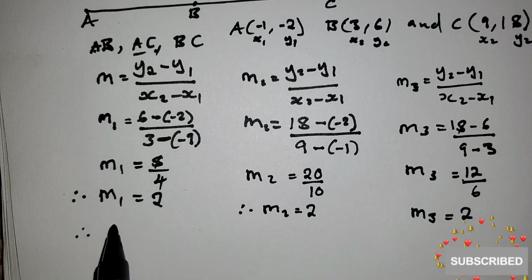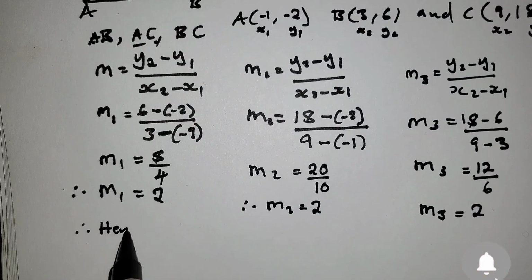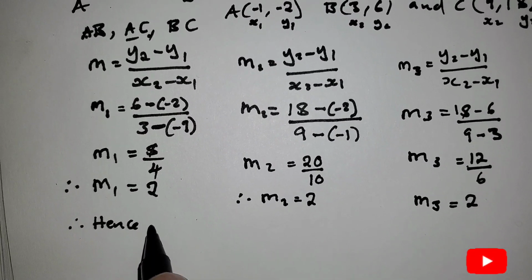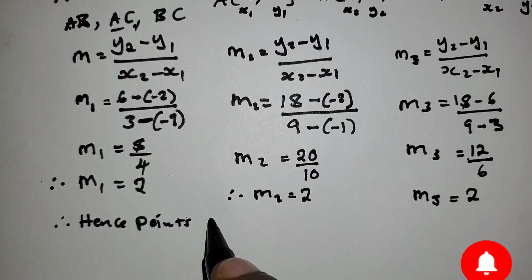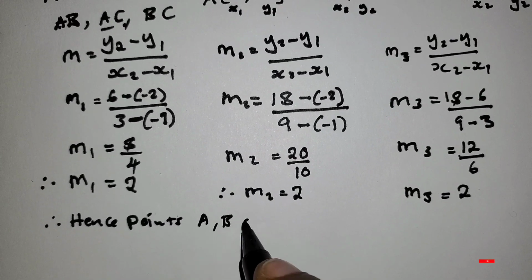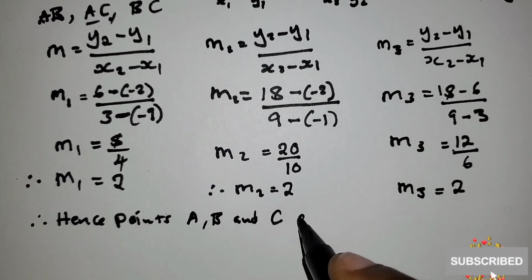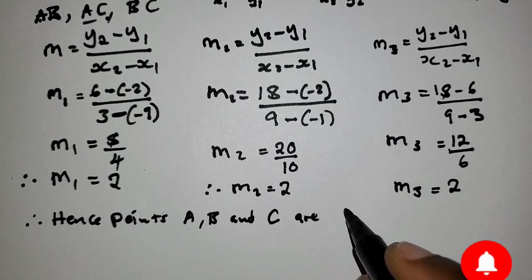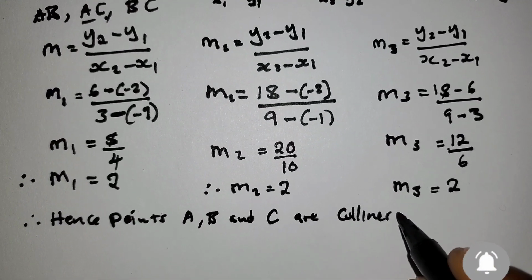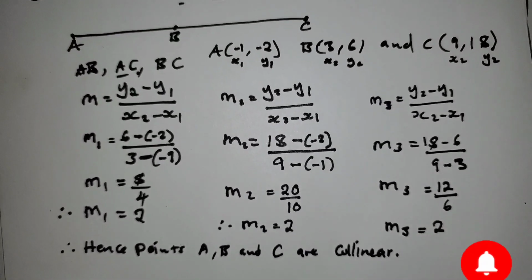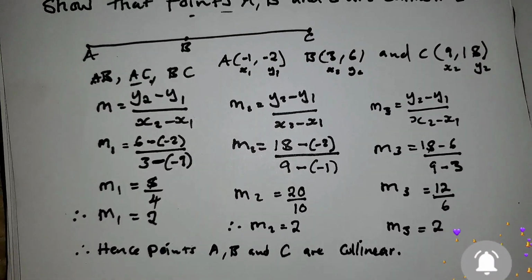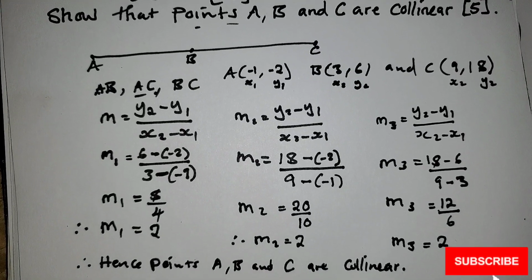Therefore, we can just say, hence, points A, B, and C are collinear. That's it. That's how you show that they are collinear.